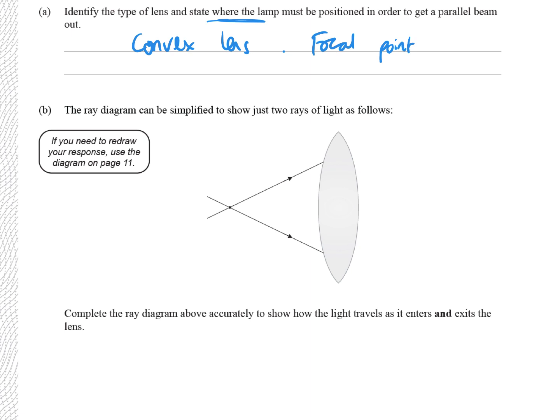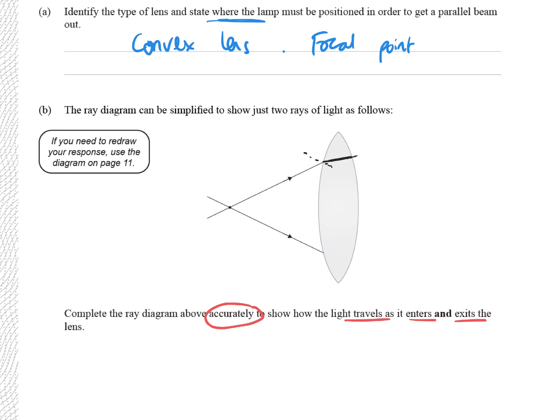Now here, this question caught some of you out because it says accurately to show how the light travels as it enters and exits the lens. So let's go step by step. Now we know they're going to come out parallel. So somewhere over here we're going to have them coming out parallel. But we'll draw that bit in a second. So now we've just got to focus on what happens initially as it enters in. Now there's the normal, and it would just continue like that if there was no refraction, but it's going to slow down and it's going to bend towards the normal. So we get something like that.